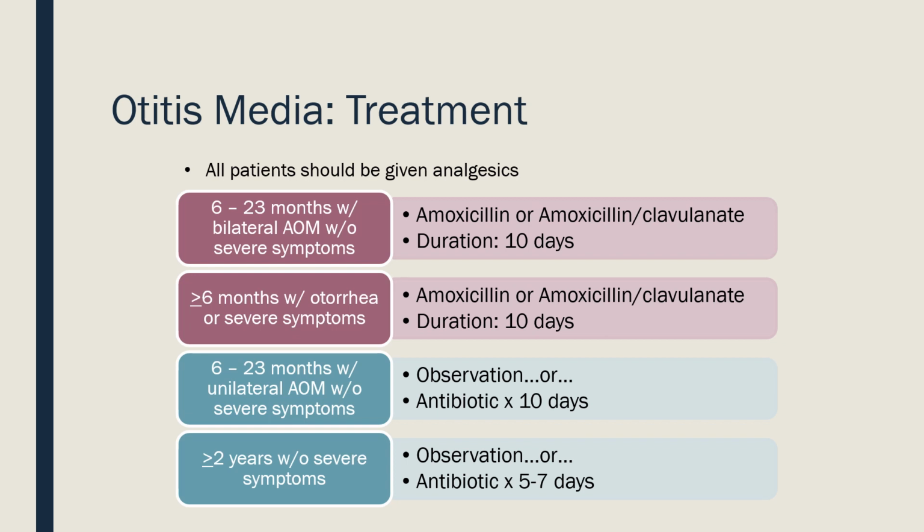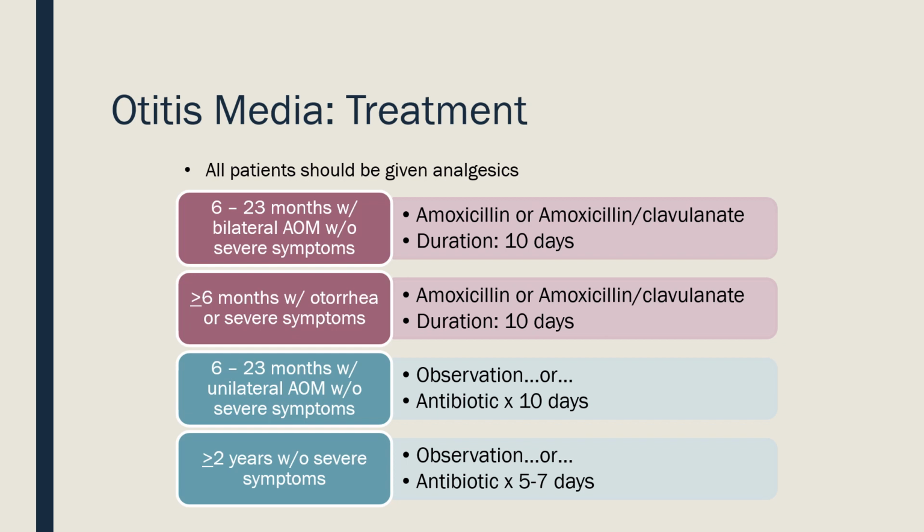Antibiotics should be routinely prescribed for children with acute otitis media and severe symptoms, and for children that are less than 2 years old with bilateral otitis media. Severe symptoms include moderate or severe ear pain for at least 48 hours, or a temperature of 102.2 or higher. For other cases, observation before prescribing antibiotics is appropriate. A large prospective study found that 2 out of 3 children will recover without antibiotics.